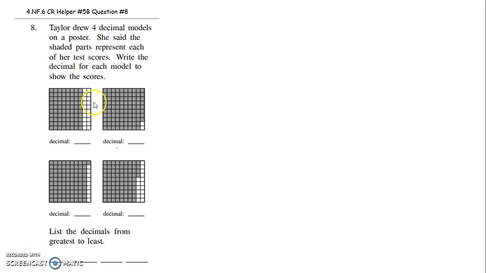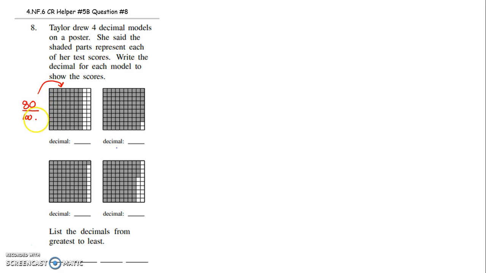Okay, so I'm assuming this must be a 10 by 10 grid or 100. 1, 2, 3, 4, 5, 6, 7, 8, 9, 10 by 1, 2, 3, 4, 5, 6, 7, 8, 9, 10. Okay, so it makes sense. So there's 100 little squares inside the grid. So I want to know out of 100, how many are shaded? 10, 20, 30, 40, 50, 60, 70, 80. So 80 out of 100 are shaded for this.